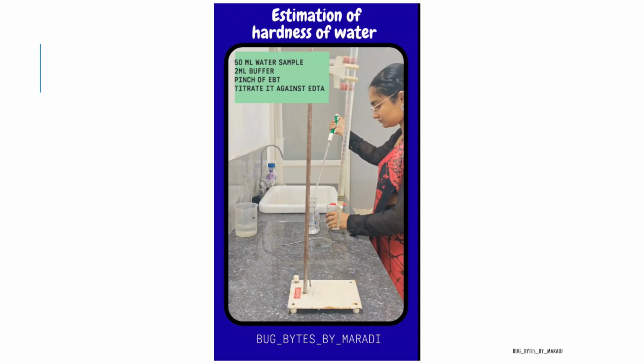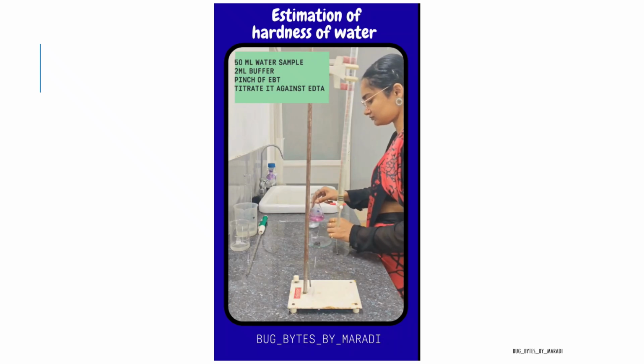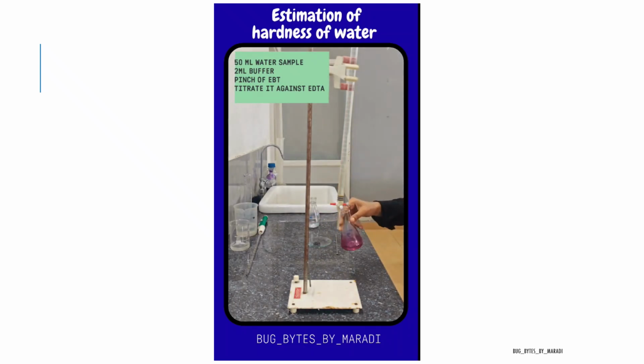When you titrate it against EDTA, EDTA is going to bind with the calcium as well as the magnesium, which is a stronger bond compared to EBT, and it starts to take the calcium and magnesium from the EBT. When you add more EDTA, you will have free EBT in your sample solution. When all the calcium and magnesium is taken up by the EDTA, you will be left with free EBT in the water sample. The free EBT will be blue in color.